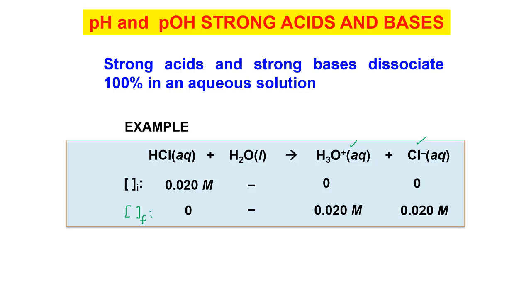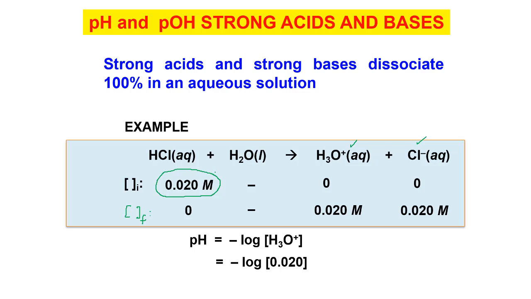Jadi, kalau saya nak kira berapakah pH 0.020 molar hydrochloric acid solution ini, so kita akan apply formula pH equals to negative log concentration of hydronium ion. So, gantikan nilai concentration of hydronium ion dan selesaikan menggunakan operasi matematik. So, you will get the pH of 0.020 molar hydrochloric acid solution is 1.70. Right? So, kalau kita kaitkan dengan pH scale, kita tahulah dia adalah acidic solution.